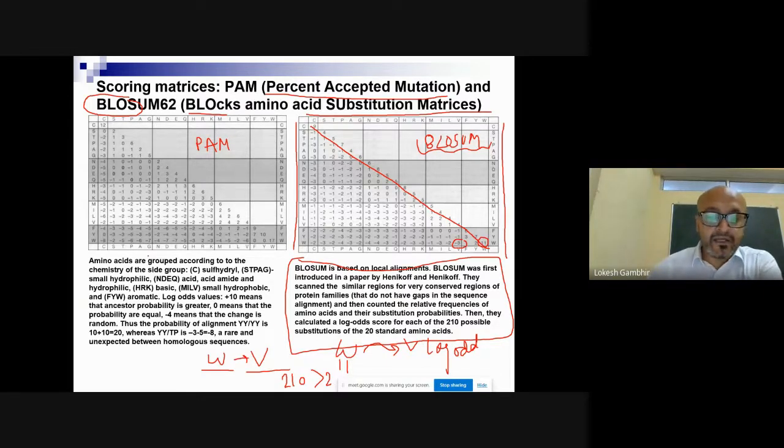Okay, then let's talk about PAM. What did PAM do? PAM actually grouped the complete amino acids based on their side chain.